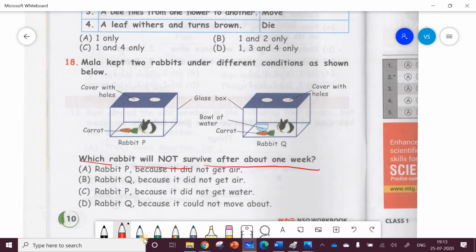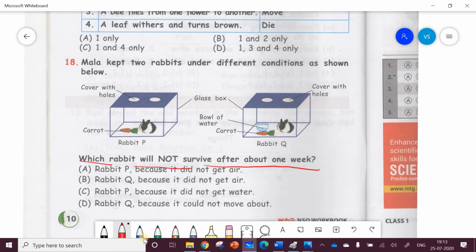P. That he has only one fruit. And he does not have? No fruits. He has no water. Food he has, but he has no water. So which one is the right option? P. No, that is right. Rabbit P is right. But which ABCD, which option you will choose?